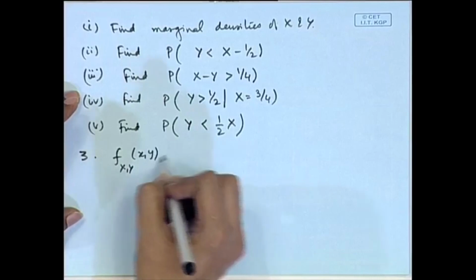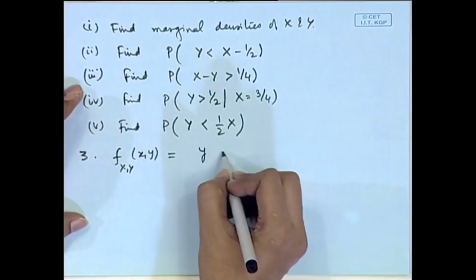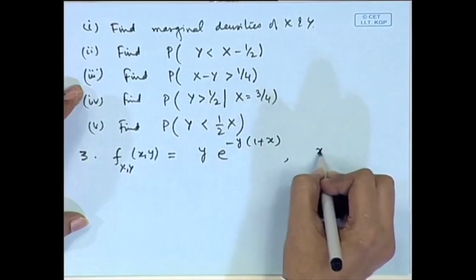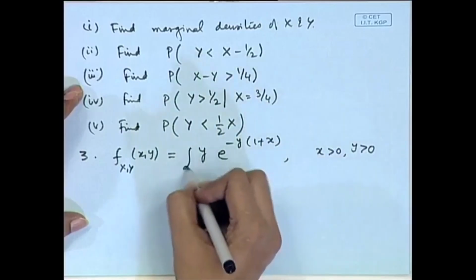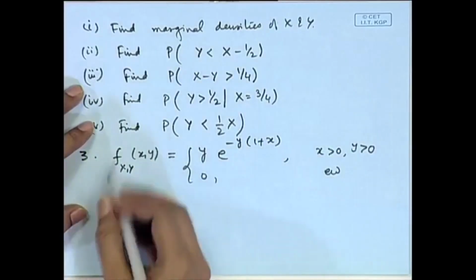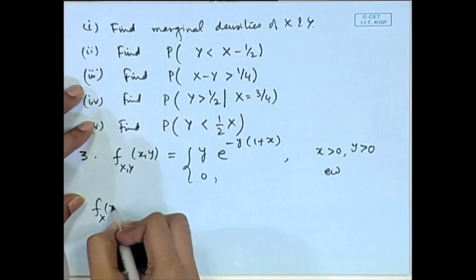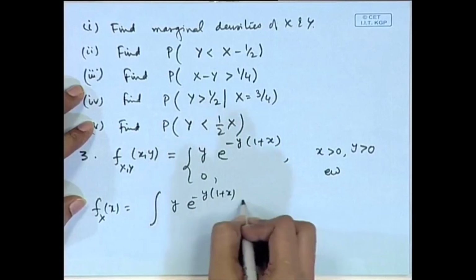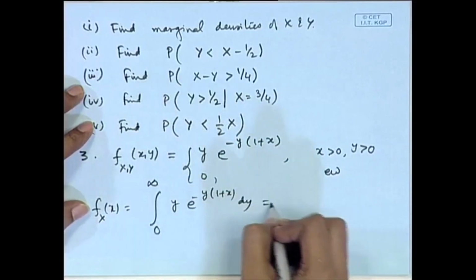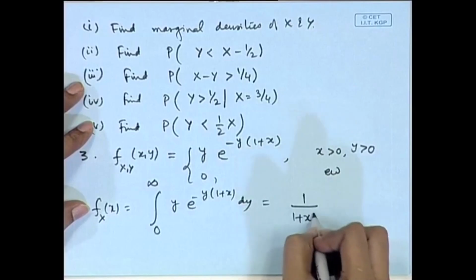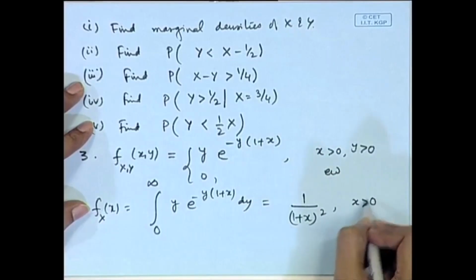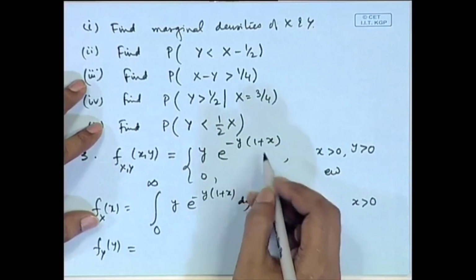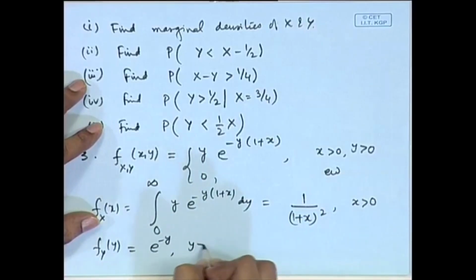Suppose x and y denote component lives of certain equipment consisting of two components. Let us look at say marginal distributions here. Then this is y e to the power minus y 1 plus x dy. So, it is equal to 1 by 1 plus x whole square. If we consider say marginal of y, then we will integrate with respect to x, then that is equal to e to the power minus y, y greater than 0.